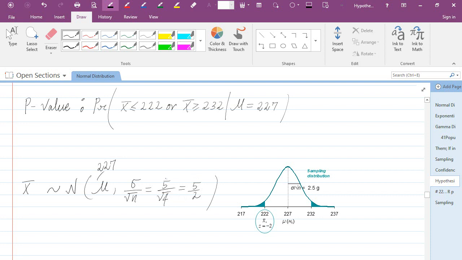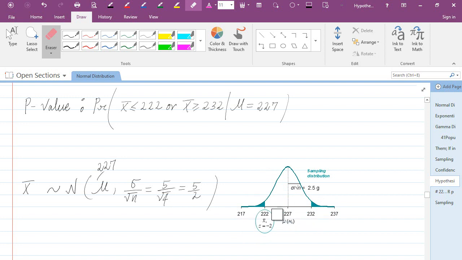So basically, the p-value is the probability. This is the figure for the distribution of X bar, and 227 is the mean. This is a normal distribution, and we want to know the probability that the sample mean is less than 222 or bigger than 232.